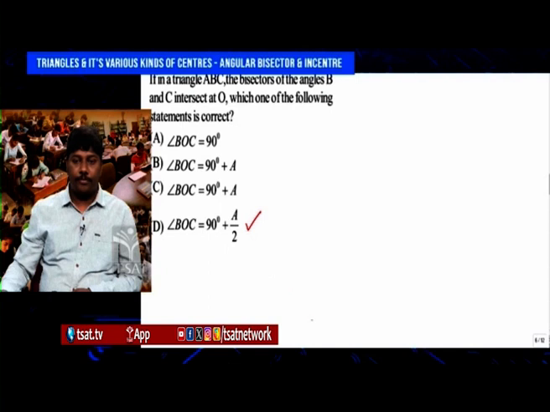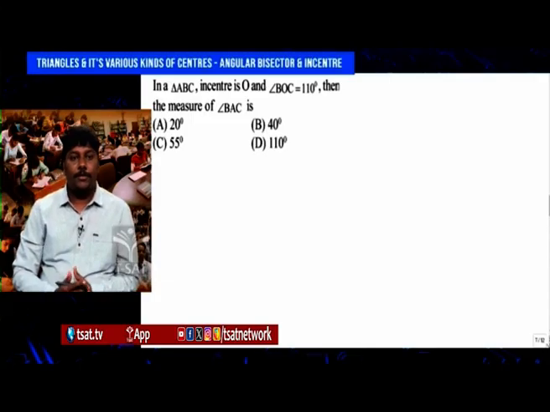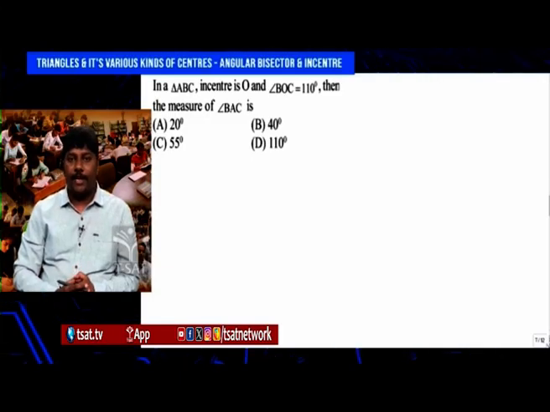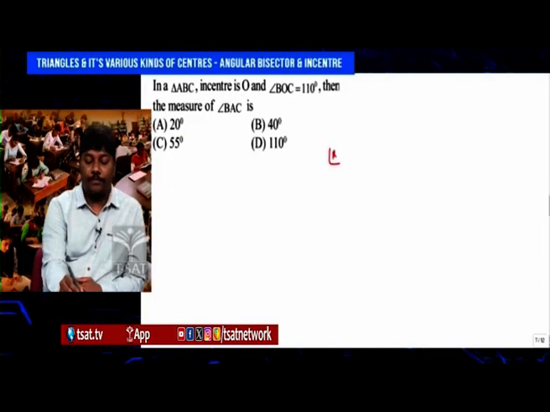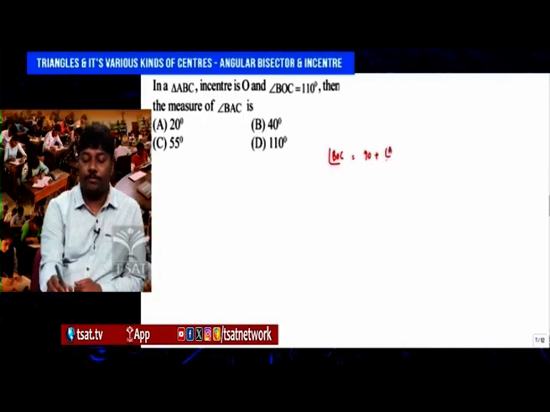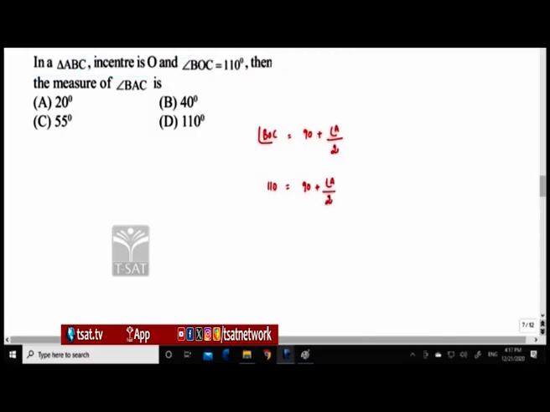Look at the next question now. Here in this triangle ABC, incenter is O. We know incenter is the intersection of angular bisectors, and angle BOC is equal to 110. Then what is the measure of BAC? We know, with two internal angular bisectors, we can say BOC is 90 plus angle A/2. If 110 is equal to 90 plus angle A/2, angle A/2 is 20, therefore angle A is equal to 40 degrees.